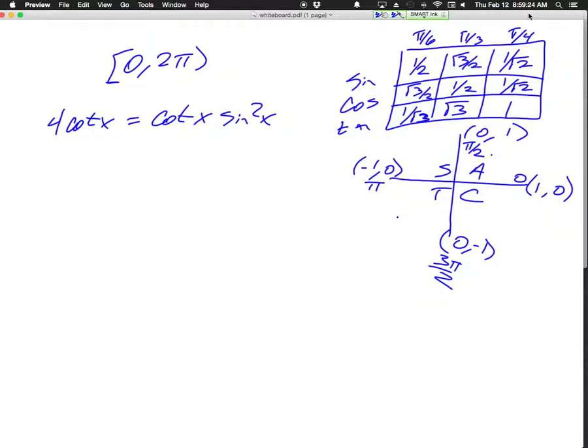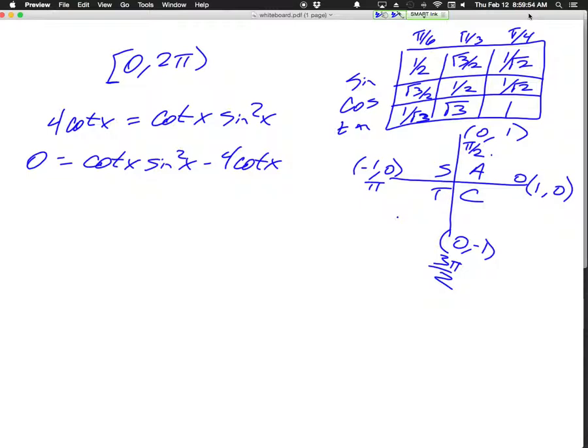So what you want to do is get everything on the same side. You can go either direction, it doesn't matter which way you go. I'm going to take it to the right though. So I have 0 equals cotangent times sine squared minus 4 cotangent. I cannot combine the cotangents since that one cotangent has a sine squared attached to it.